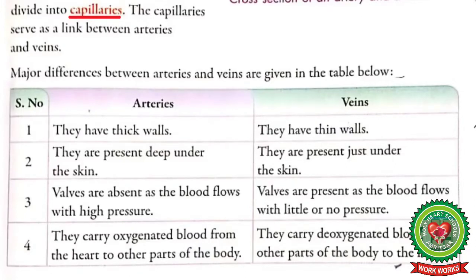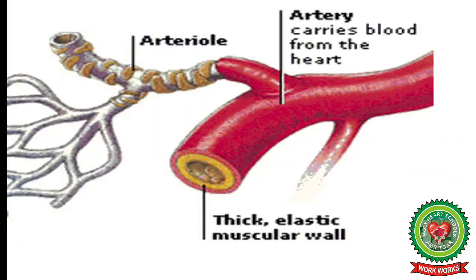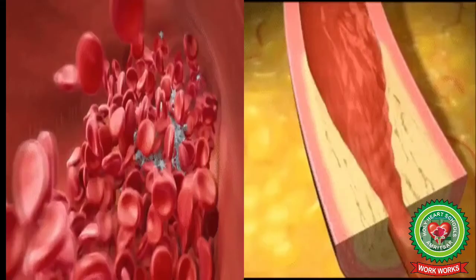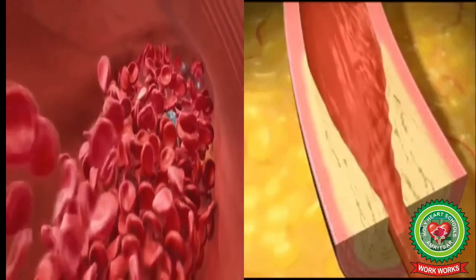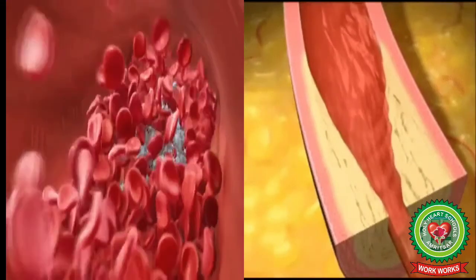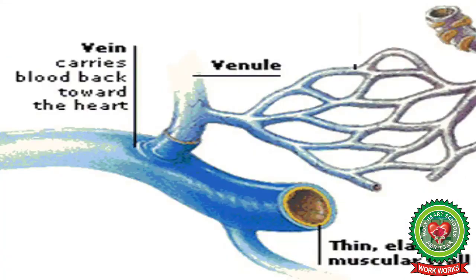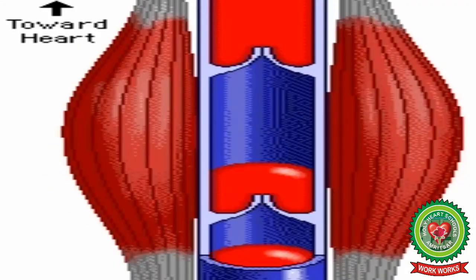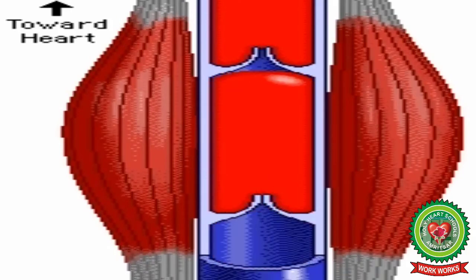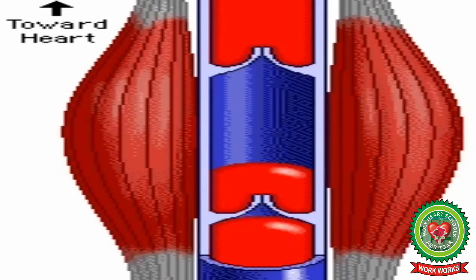Let's discuss these points. Arteries. They have thick walls. Students, arteries have thick walls because this helps them to resist the pressure of flow of blood in them. Now, veins. They have thin walls. Students, veins have thin walls because veins collect the blood from different organs and bring it back to the heart.